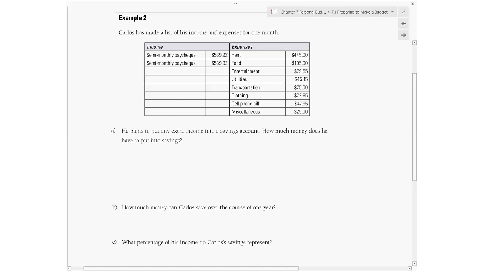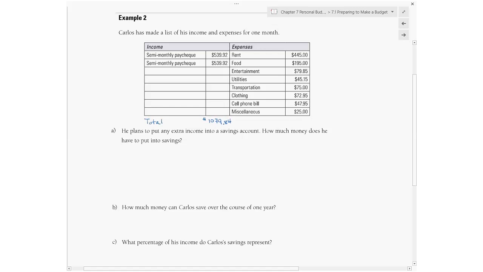Well, we're just going to total these two. So let's add a row here at the bottom. So if we've got 539.92, he gets 539.92 2 times a month. So that's 1,079.84. That's his total there.